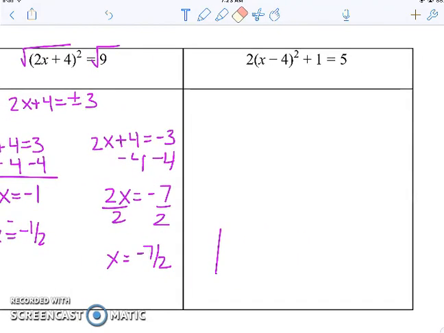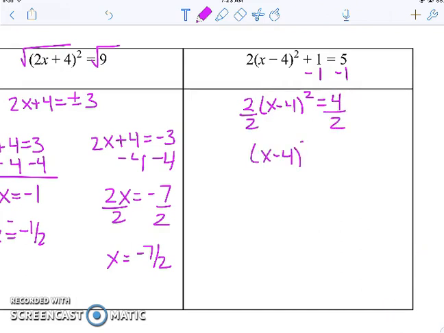And then the last one here, let's see. Well, first we have to isolate what's squared, so subtract 1. So we have 2 times (x minus 4) squared equals 4. Divide by 2. So we have (x minus 4) squared equals 2. Square root. So now we have x minus 4 equals plus or minus the square root of 2.